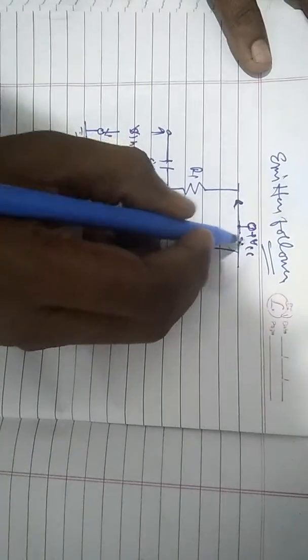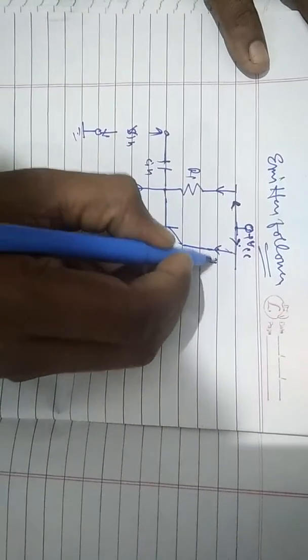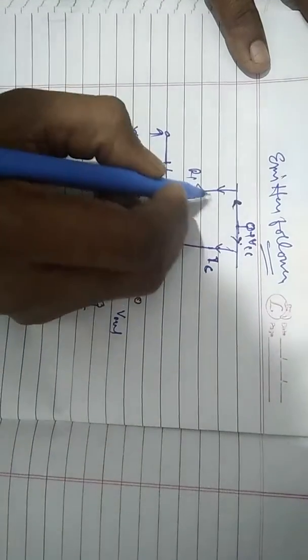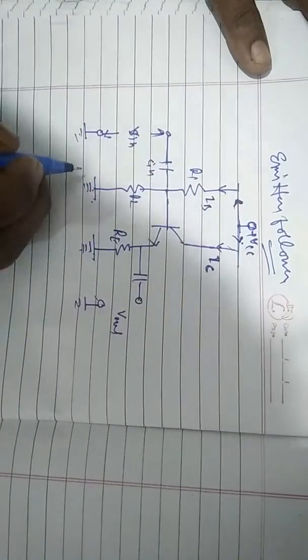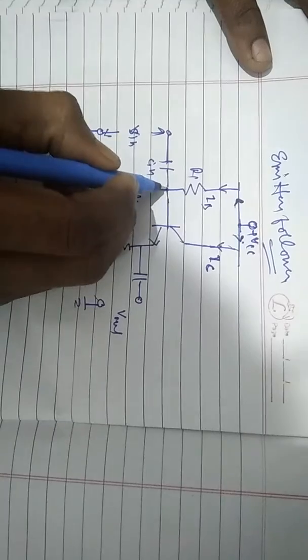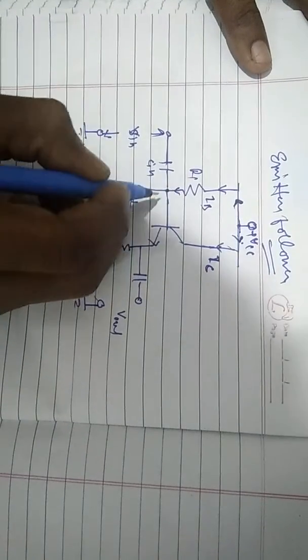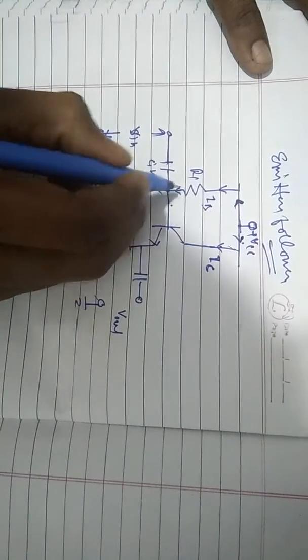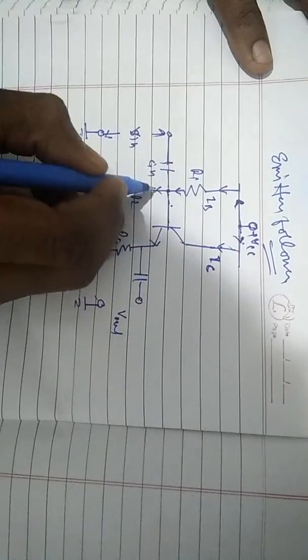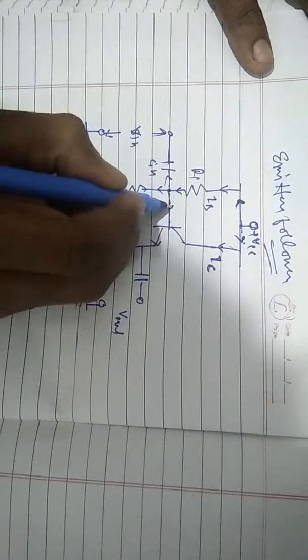Now we see here there are two wires through which current can flow, from here and from here. In this wire collector current will flow, and in this wire base current will flow. Now it comes at this point, here and here, and this current can go in this direction, and in this direction.